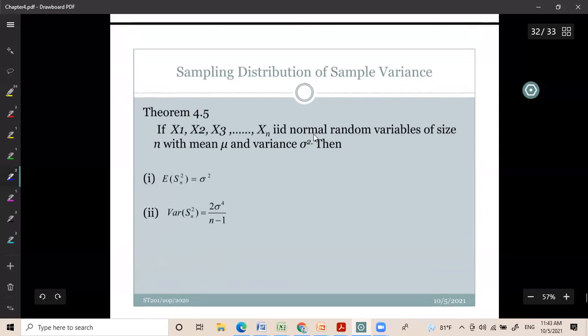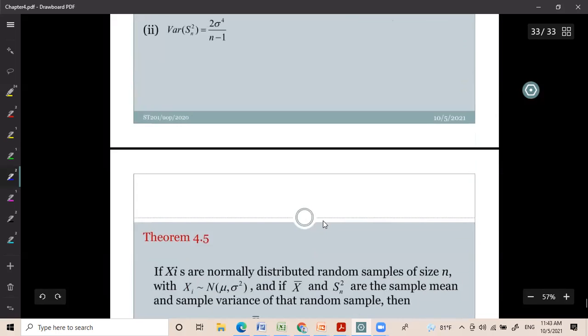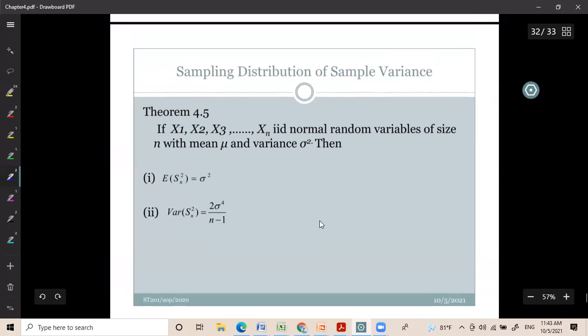Then you can get the sampling distribution of the sample variance. When you have X1 up to Xn IID normal variables of size n with mean mu and variance sigma square, the expected value of the sample variance is the population variance sigma square. The variance of the sample variance is given by this expression, 2 sigma to the fourth over n minus 1. Okay, so these are just information about the sampling distributions. No need to memorize them, but these are for your knowledge. In this course, we have to introduce these things to you, but you will be using them in detail in later courses.